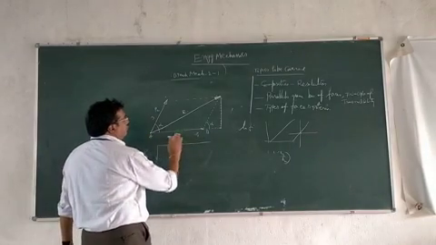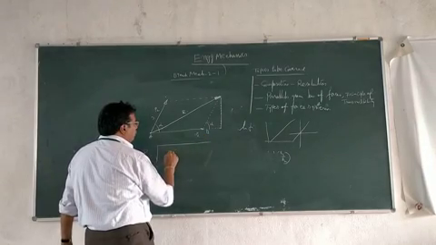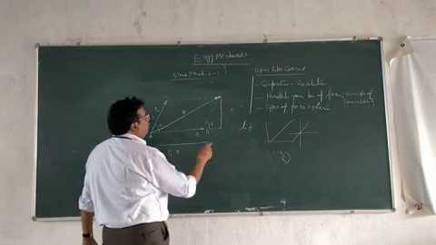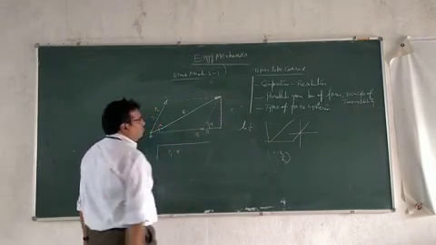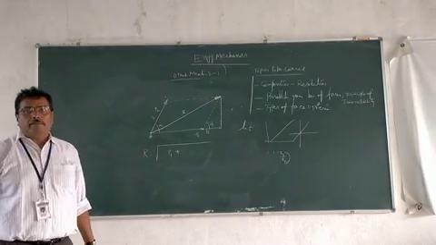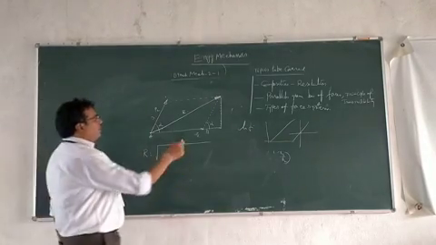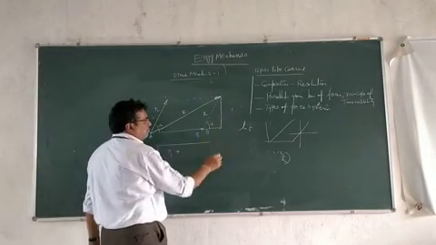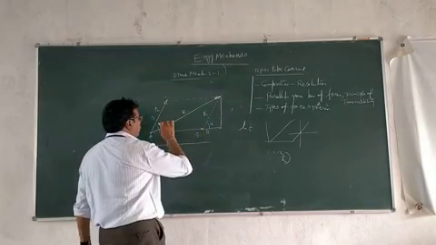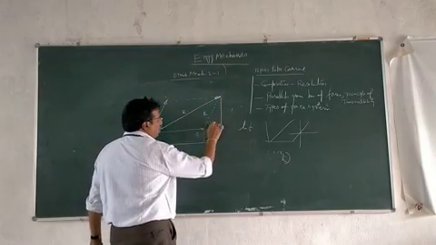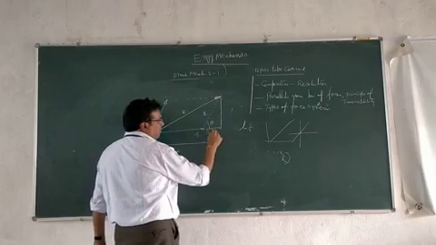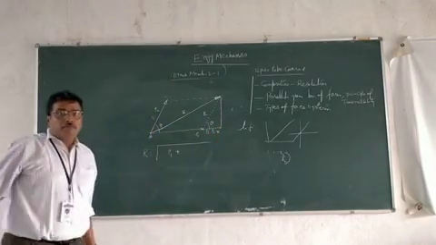You consider this is P1. Plus, how much is this? This is P2 now. Understand? You consider the theta. This is how much? P2x, or this is P2y.